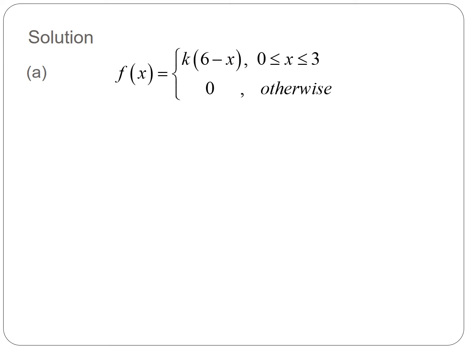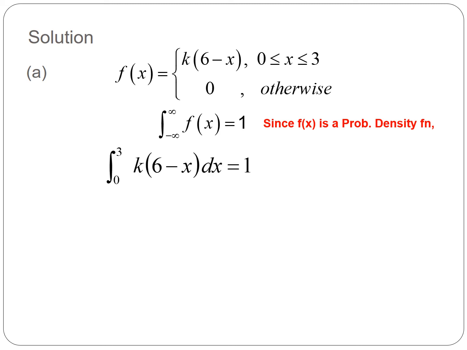To find k, we use the concept that the area under the curve must be 1. In other words, the integral is 1 because f of x is a probability density function of a continuous random variable. So the integral of k times (6 minus x) from x equals 0 to 3 must be 1.